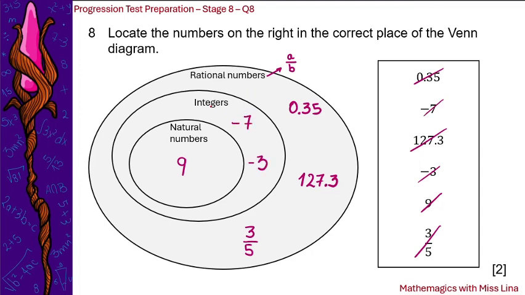Notice that this also means that 9, -7 and -3 are also rational numbers, because you could just put a 1 down here and convert it into a fraction. But they are also integers because they represent whole units.